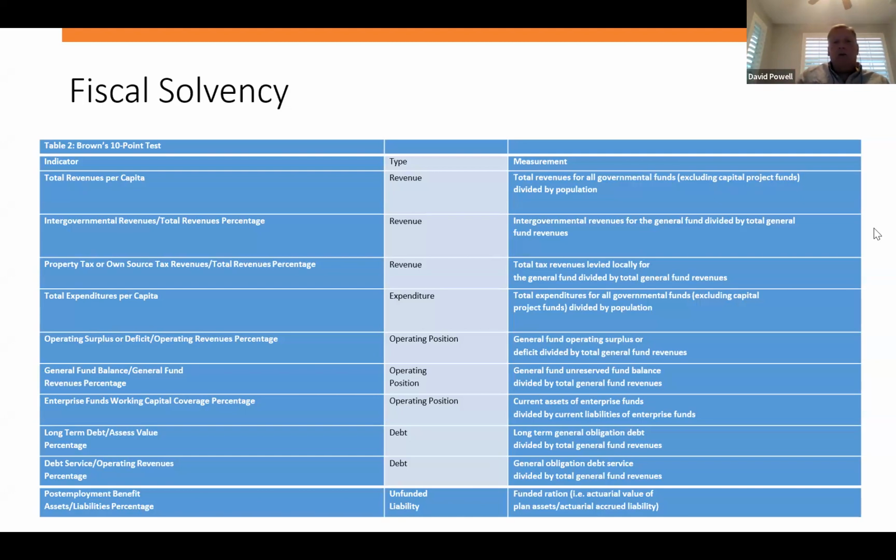Some other indicators he talks about: property tax divided by total revenue percentage, how dependent your city is on property taxes. Some cities in Southern California are very dependent on property taxes. Some cities are not dependent at all on property taxes as a result of Proposition 13. Total expenditures per capita, the total amount that you are spending on all governmental funds divided by your population. Operating surplus or deficit divided by operating revenues percentage. So how big is your surplus compared to your operating revenues? How big is your deficit compared to operating revenues, depending on whether you have a surplus or a deficit?